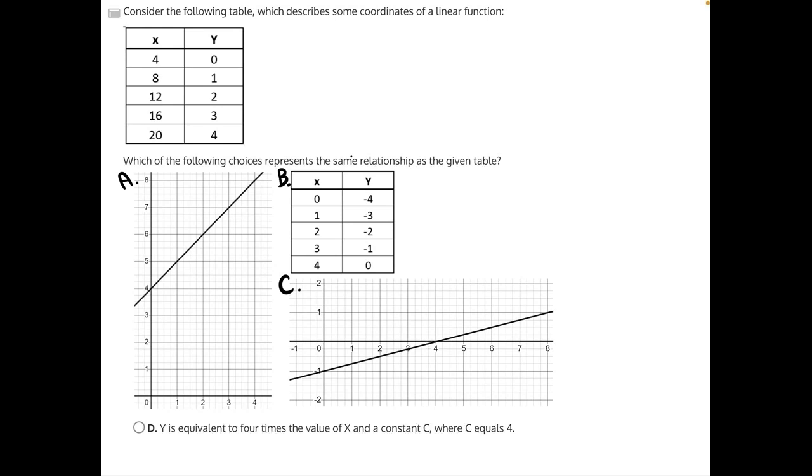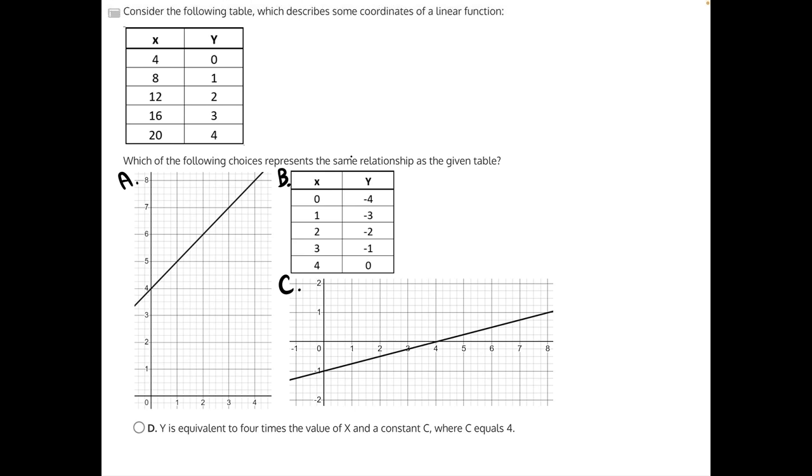Consider the following table, which describes some coordinates of a linear function. Which of the following choices represents the same relationship as given in the table? To solve this question, it will actually be easier for us to go ahead and create an equation based off our original function, and since we don't have a y-intercept, we're going to have to use point-slope form.